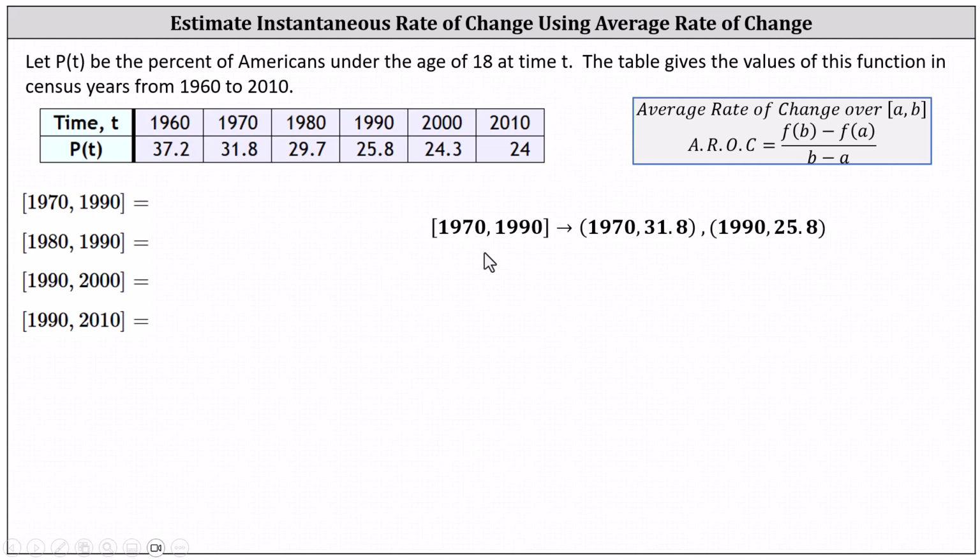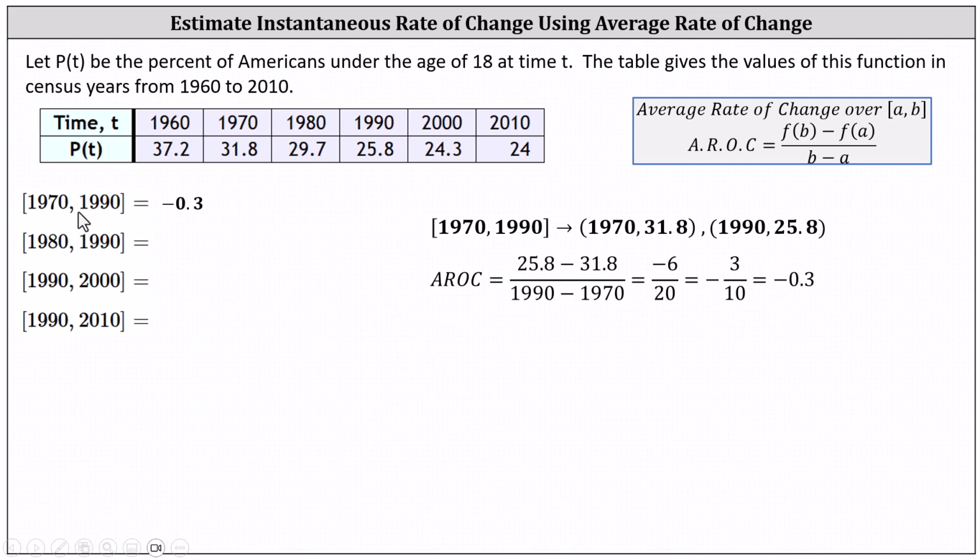Now we know the slope of the line equals the change in y divided by the change in x. In our case, the change in the function value, P of t, divided by the change in time in years, which indicates the average rate of change over this time interval is the difference of 25.8 and 31.8 divided by the difference of 1990 and 1970, which equals negative 0.3. Which means on average, from 1970 to 1990, the percent of Americans under the age of 18 is decreasing by 0.3% per year.